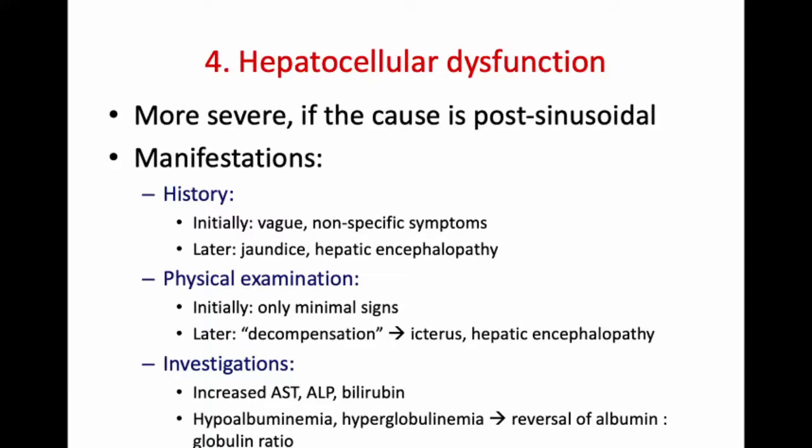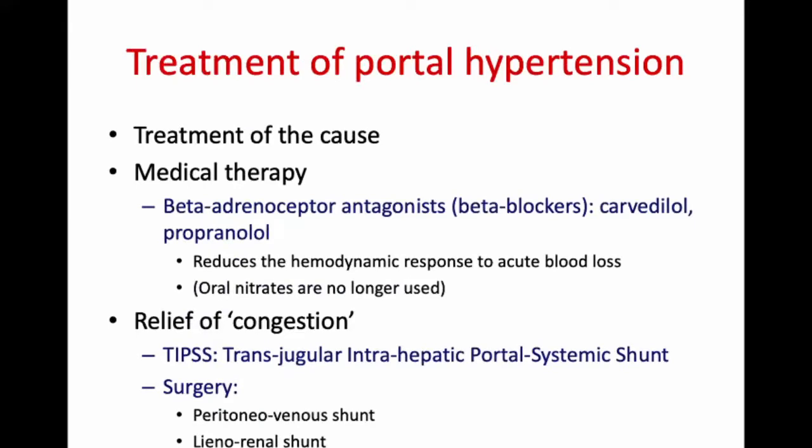So I won't talk about number 5, the other manifestations. I'll just go to treatment of portal hypertension. The first thing to treat is the cause. That depends on what the cause is. If it is pre-sinusoidal, like thrombosis, we give anticoagulants. If it's schistosomiasis, we must give treatment for schistosomiasis and so on.